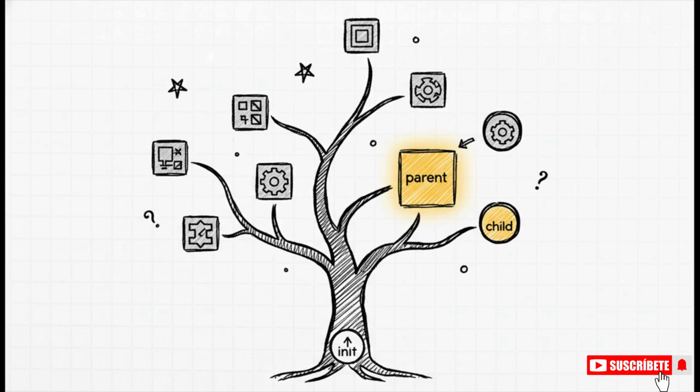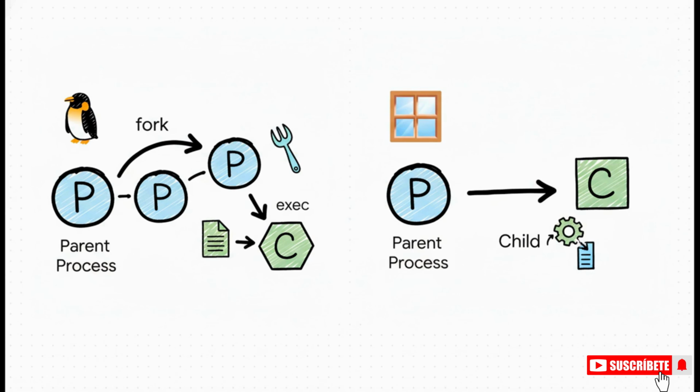Every single other process you see running is a descendant of that one original process. It's a great way to keep things organized. When a parent process ends, for example, the OS knows it needs to take care of any of its orphaned children. Now, different operating systems have different philosophies on how this creation happens.